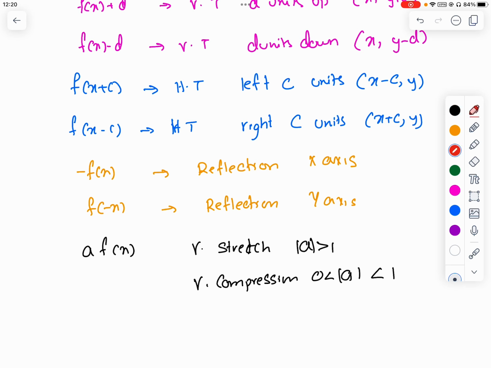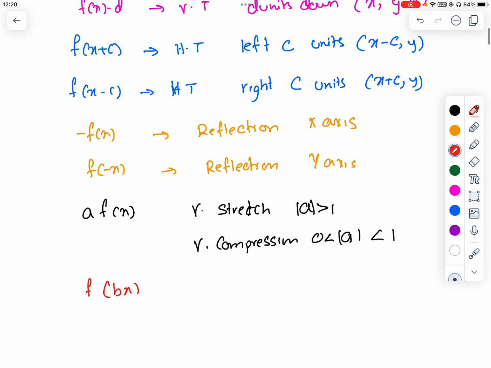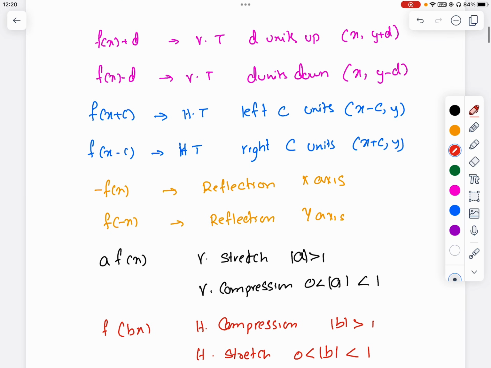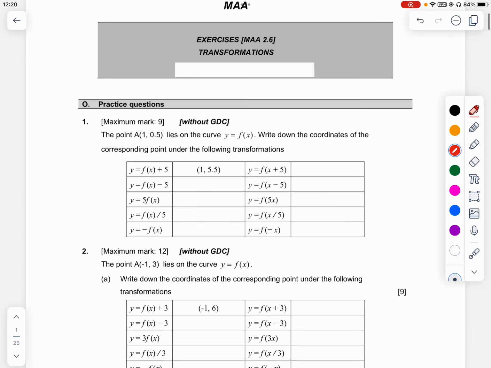Same is the case for f of bx. In that case, it will become a horizontal compression if the absolute value of b is greater than 1, or a horizontal stretch for the absolute value of b between 0 and 1. So these are the formulas that we are going to use for this video.